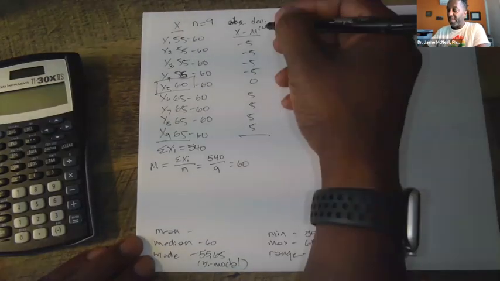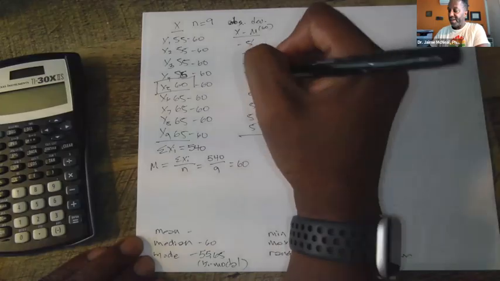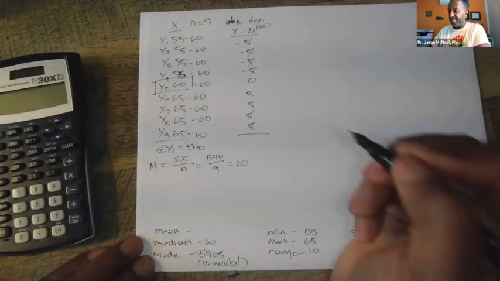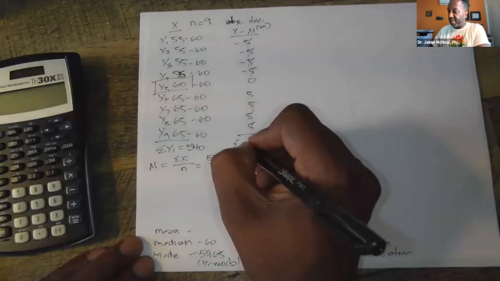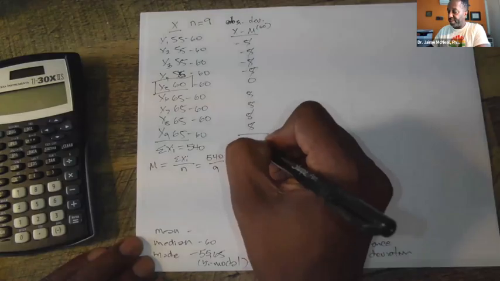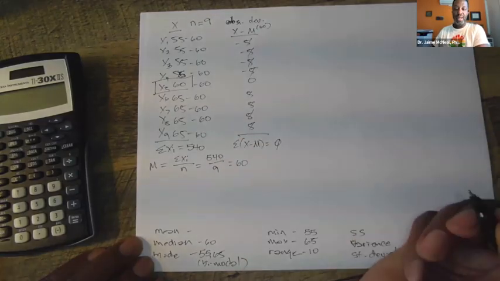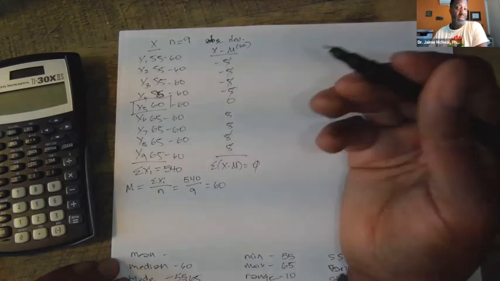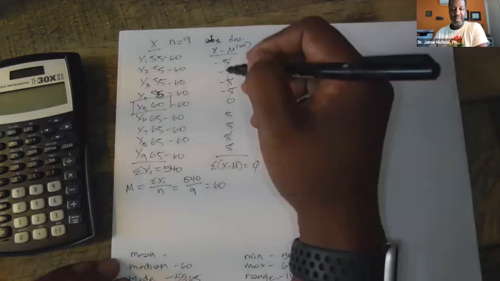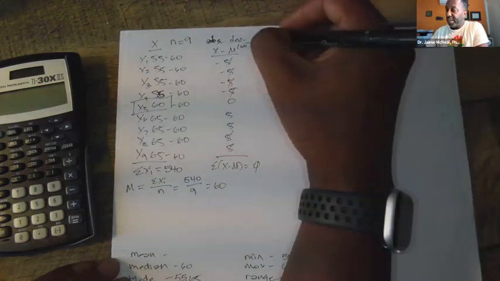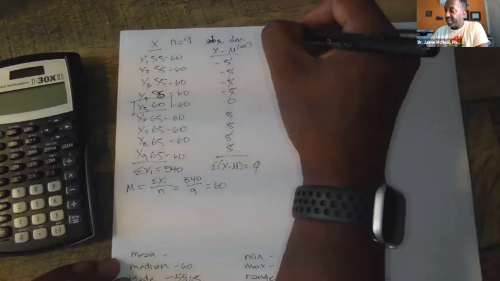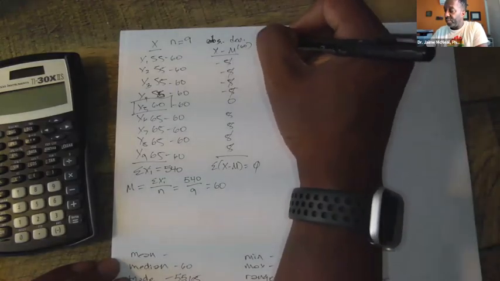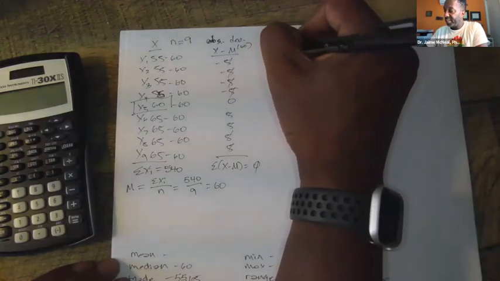When we add these all up, we cross off these -5s with the +5s, and the sum of x minus m is 0. And we know that if it's not 0, we did something wrong. We have to start over to make sure that the deviations are correct. Now we need the squared deviations, because if we leave it this way, it will always be 0.